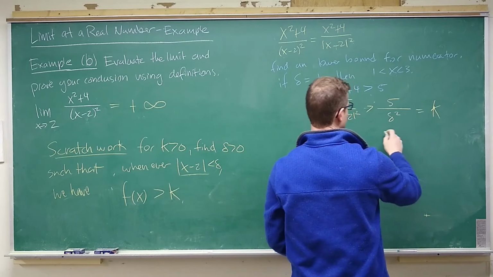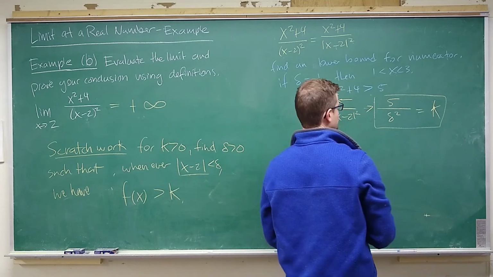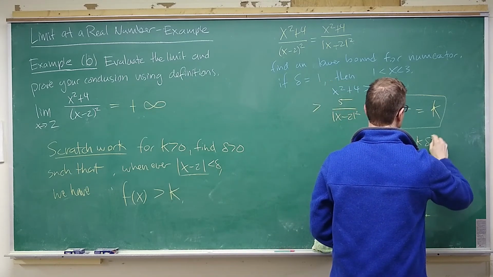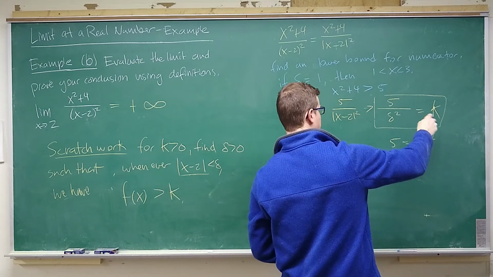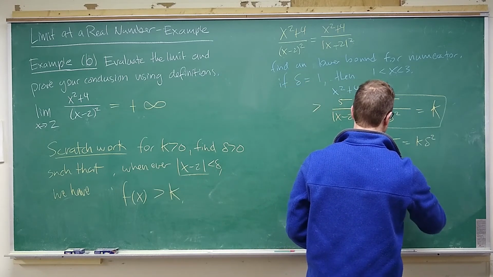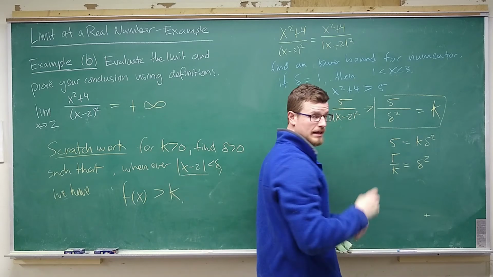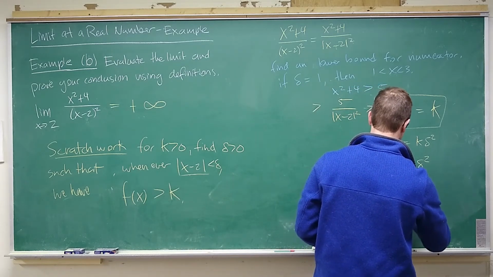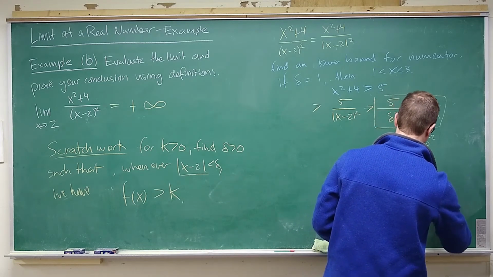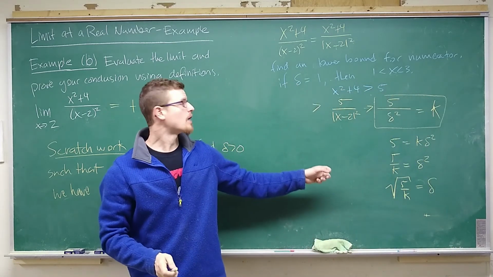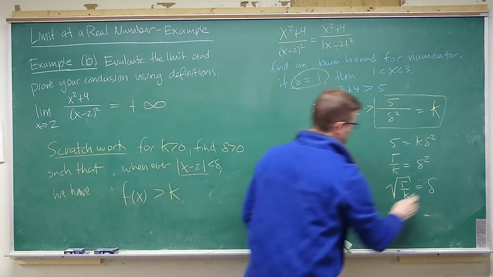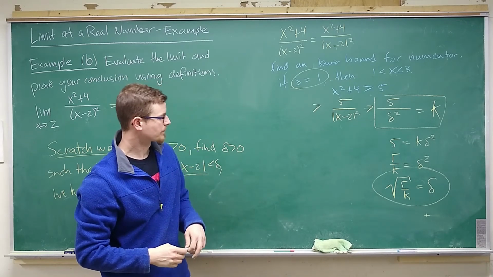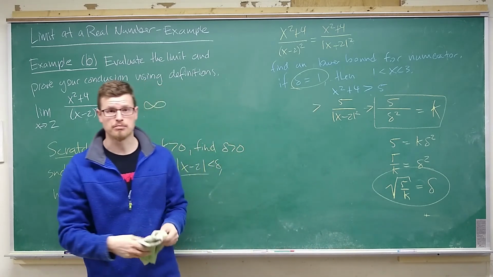So I want to solve this guy right here. Take a look at this. Multiply both sides by delta squared to get 5 is equal to k times delta squared. And then divide by k to get 5 over k is equal to delta squared. And then square root each side to find that delta is equal to the square root of 5 divided by k. So I have two options for delta. I want delta equal to 1, or I want delta equal to the square root of 5 over k. And those are the values that I will use in my proof.